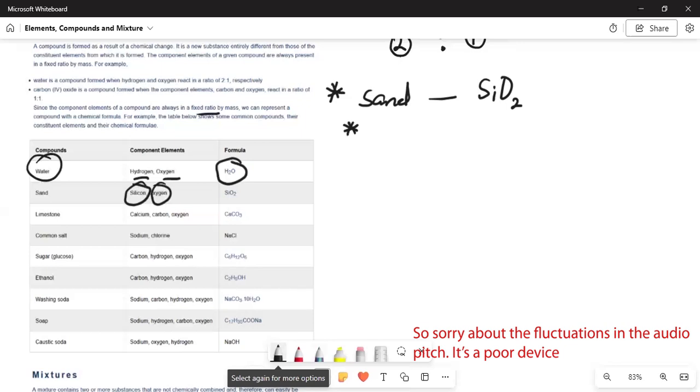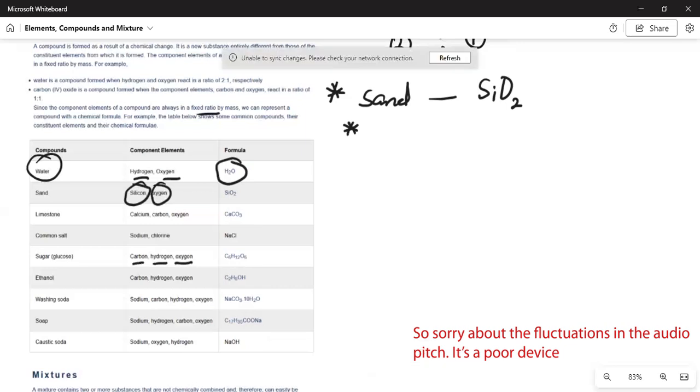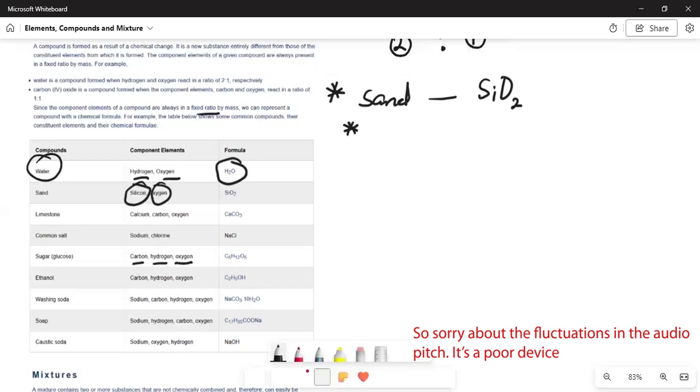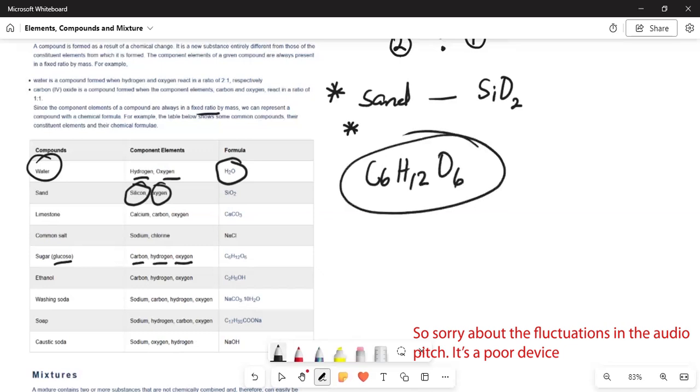The component elements are carbon, hydrogen, and oxygen. And these 3 elements are present in fixed ratio by mass. So we can represent sugar with a chemical formula. The sugar in this case is glucose, and C6H12O6 is the formula for glucose. There are 6 atoms of carbon, 12 atoms of hydrogen, and 6 atoms of oxygen.